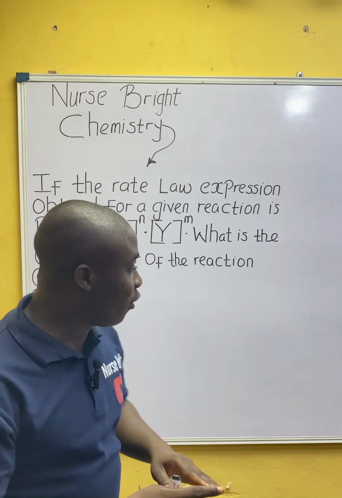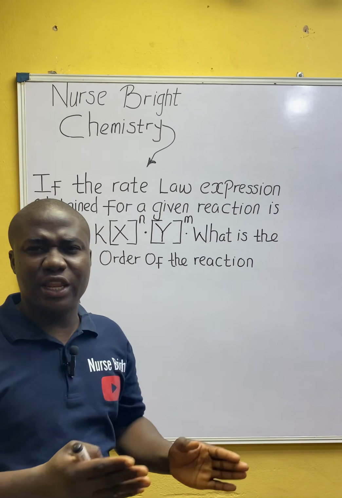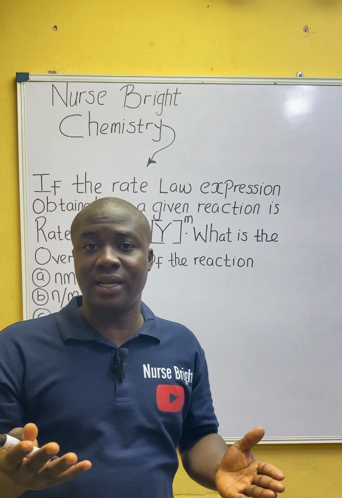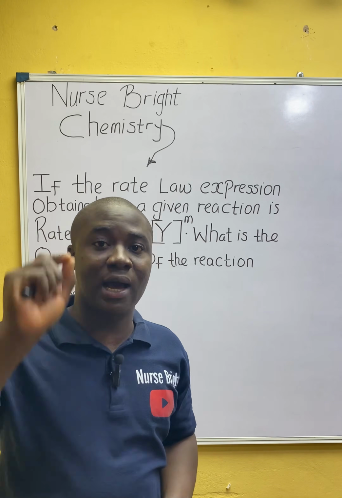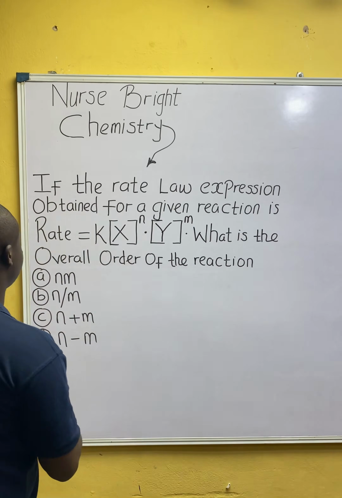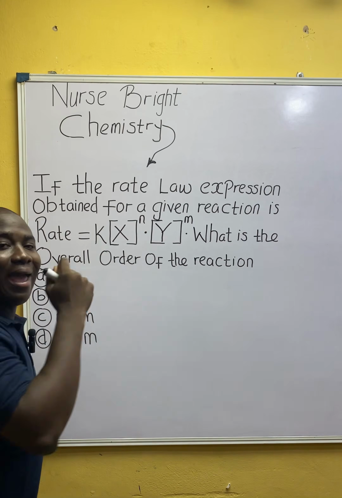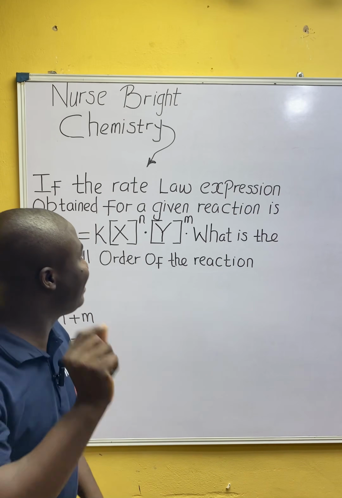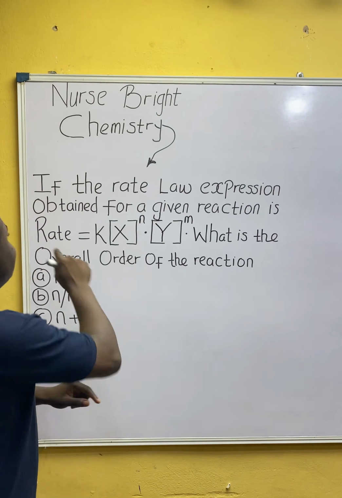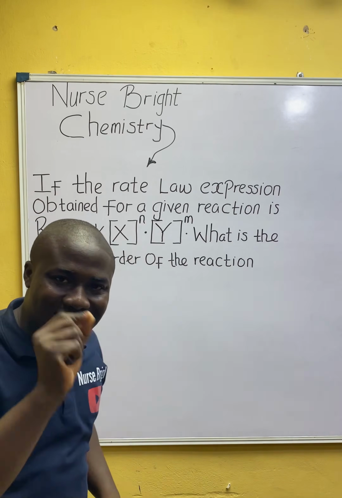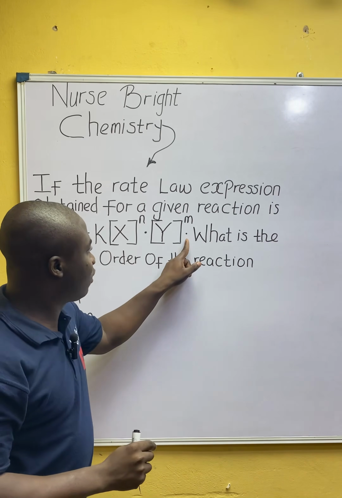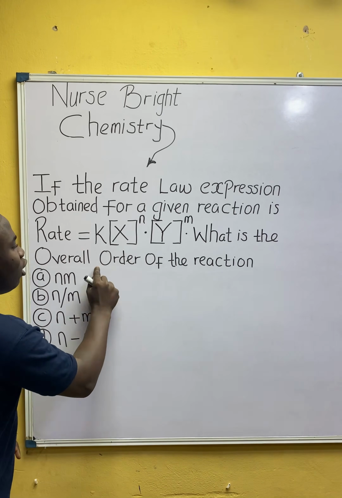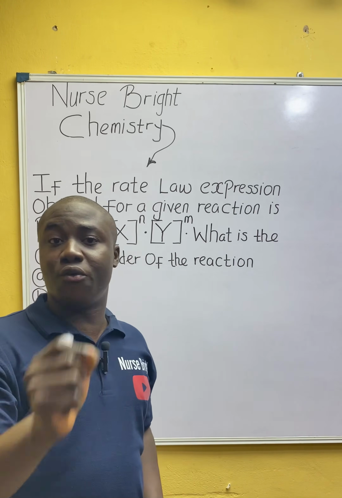You came across this question in your chemistry exam. How will you solve it? It is very easy. Now let's solve together. The question says, if the rate law expression obtained for a given reaction is this, as seen on the board, what is the overall order of this reaction?